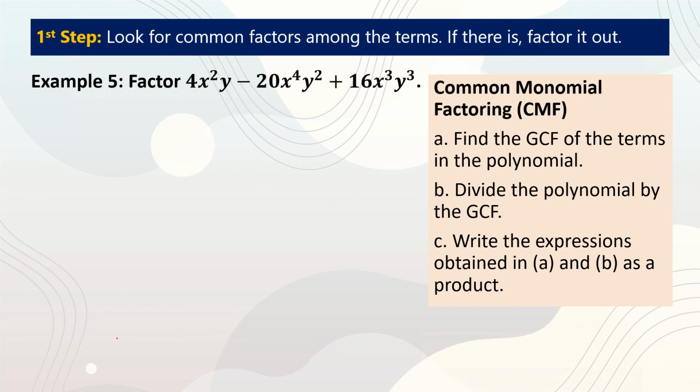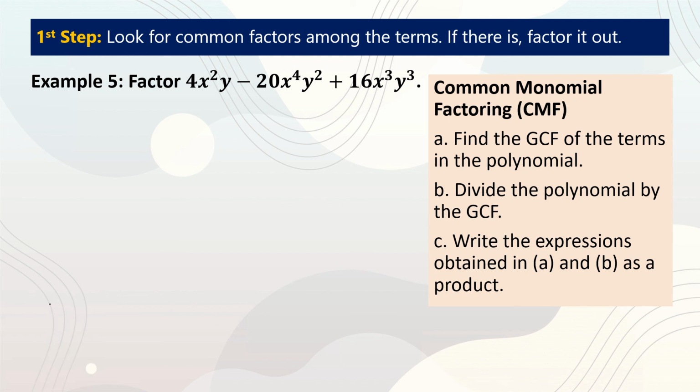Now let's have example 5. In example 5, we're asked to factor 4x squared y minus 20x to the power 4 y squared plus 16x cubed y cubed. So let's follow the process on how we can do the first step, following the specific sub-steps under CMF.